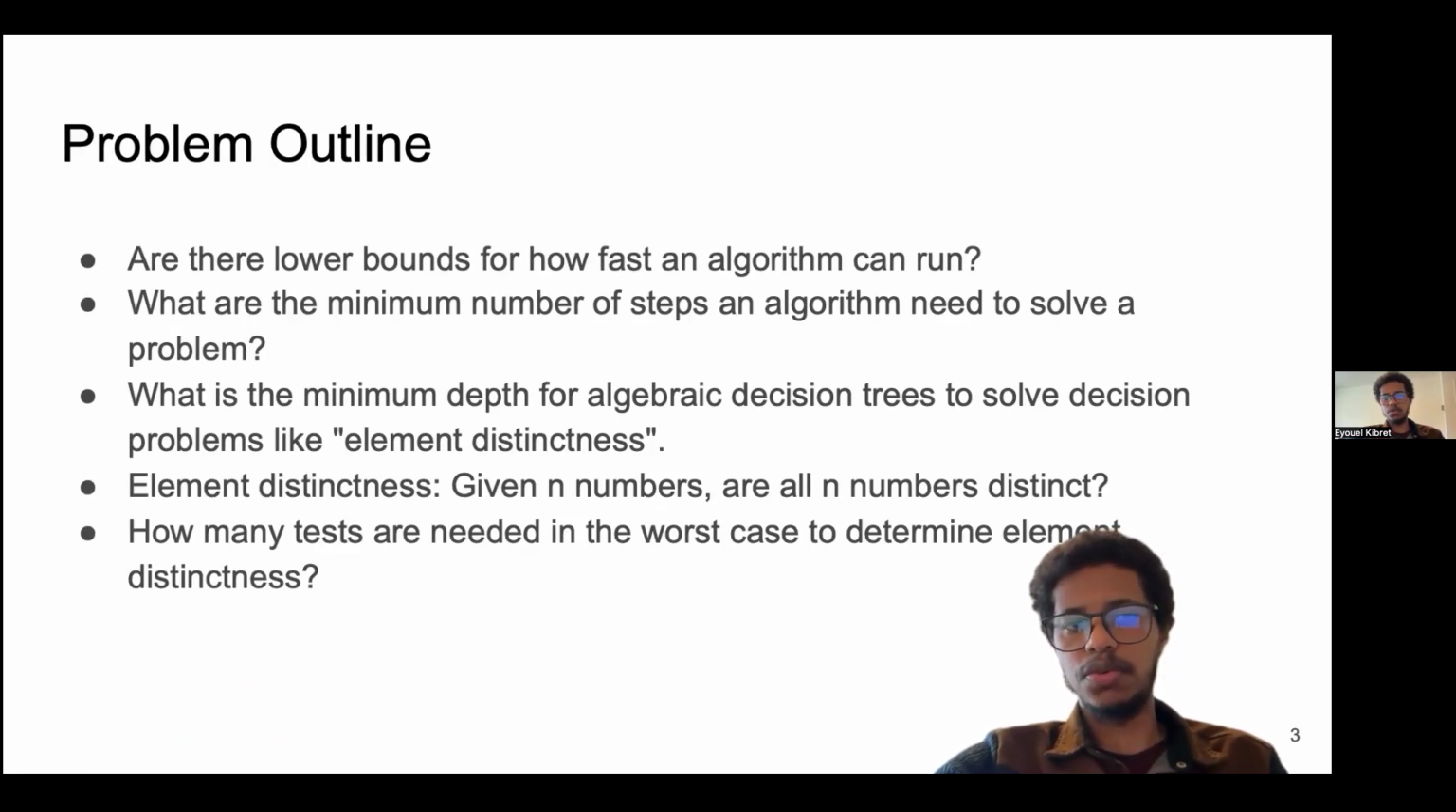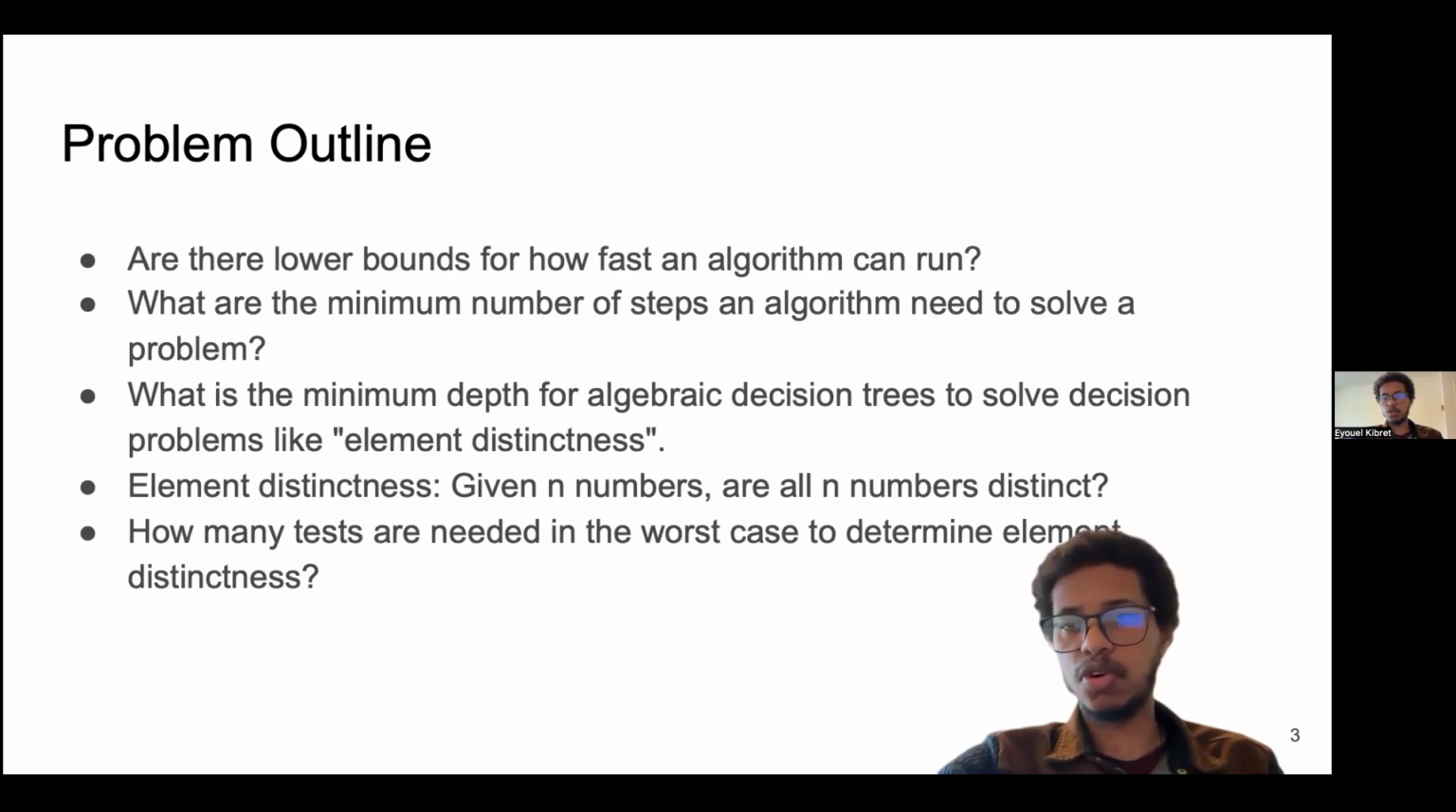So what is the problem here? Are there lower bounds to how fast an algorithm can run? These are just questions that we're asking. What is the minimum number of steps that an algorithm needs to take to solve a problem? And also, in the realm of algebraic decision trees, what is the minimum length or the minimum depth for an algebraic decision tree to solve decision problems that require the yes, the no problems?